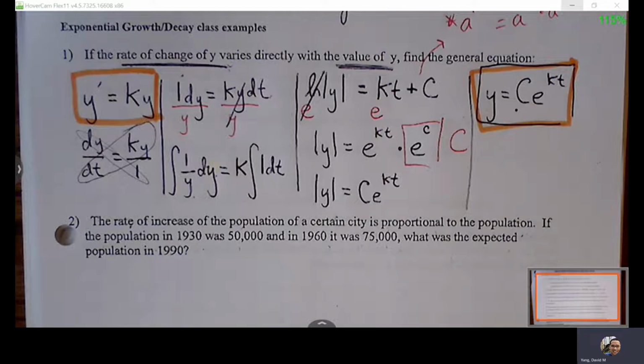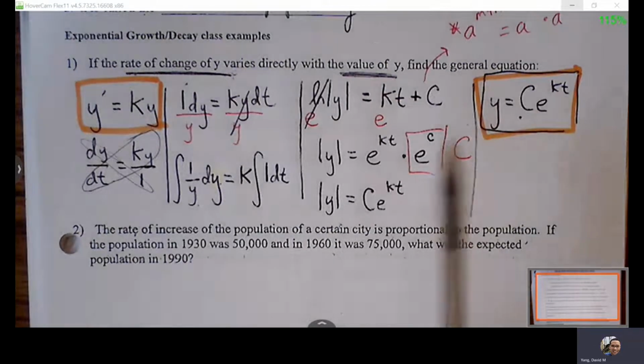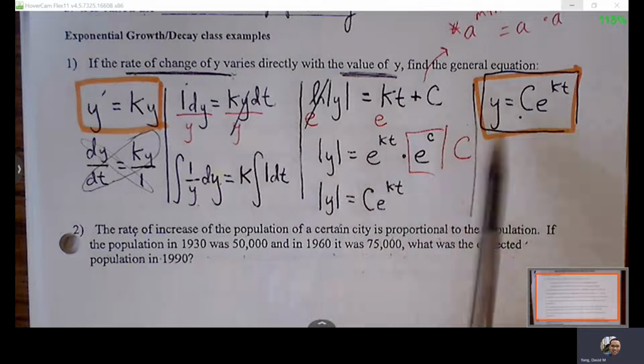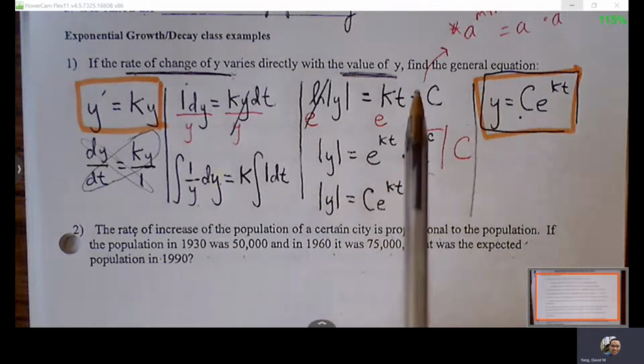The C takes up the plus or minus. Right? That's right. The C takes the plus or minus. So it does handle that. So we drop the absolute value, but we do it with a reason.